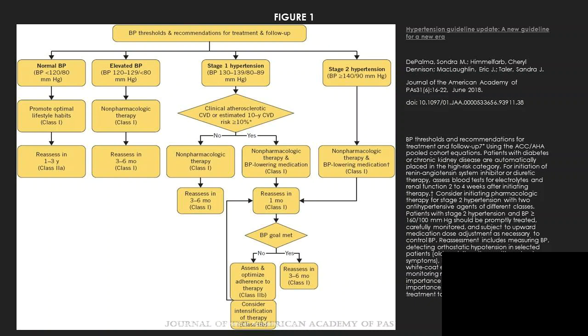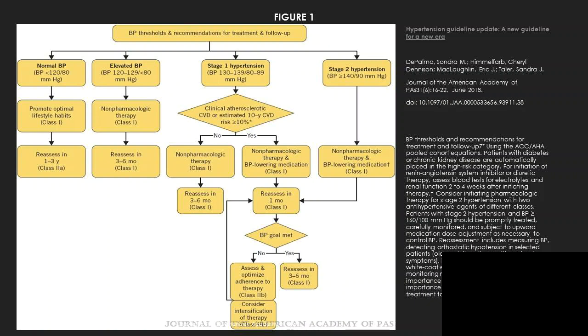And then you follow this algorithm down, whether or not the patient has any atherosclerosis or not. If they don't, non-pharmacological therapy is fine. Reassess in 3 to 6 months. If there is some atherosclerosis, you say yes to that and you follow the right arm down. Non-pharmacologic treatment and blood pressure lowering medication, reassess in a month, and then just keep following it down.